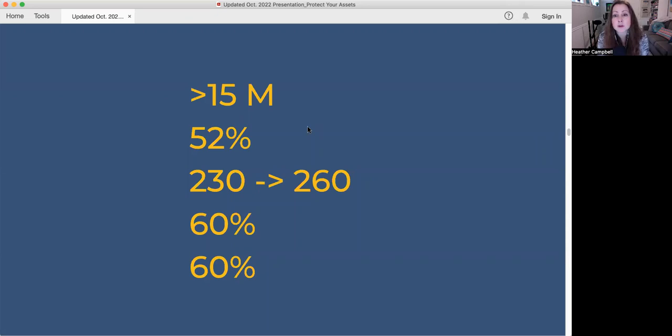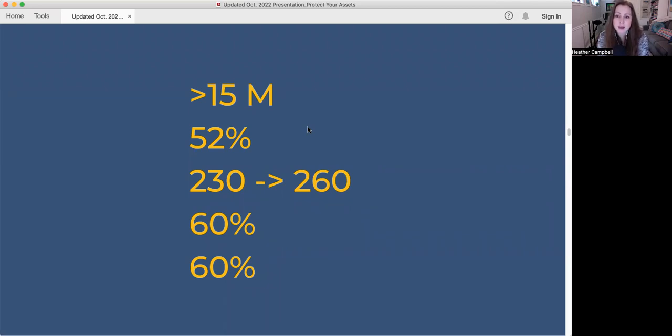So the quick overview is that more than 15 million lawsuits get filed every year in the US. And this is both civil and criminal. Also, this statistic is a few years old, so it could be higher than this. Of the civil lawsuits, 52% are against small businesses. It's a sobering number. The first time I read that, I remember literally feeling like a punch in the gut, right? I couldn't believe that that was the statistic.